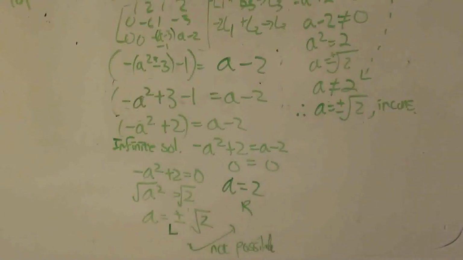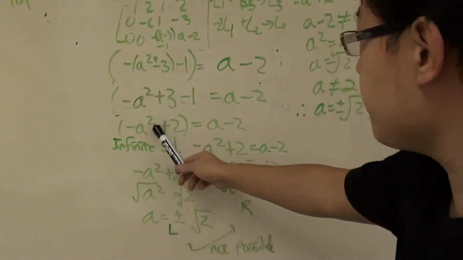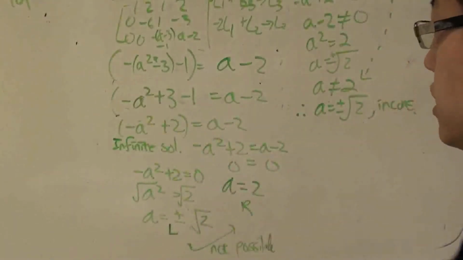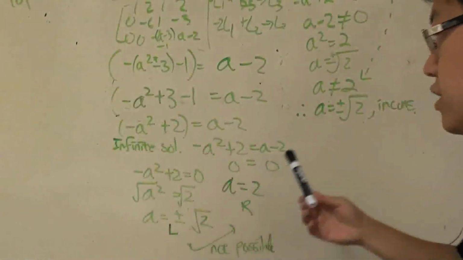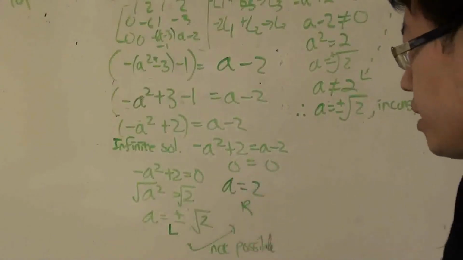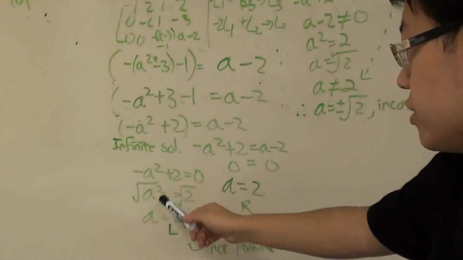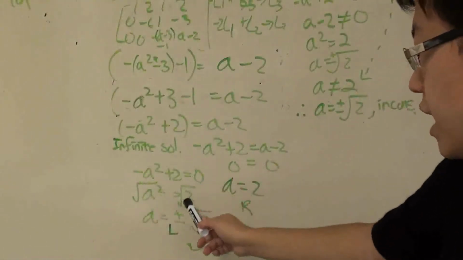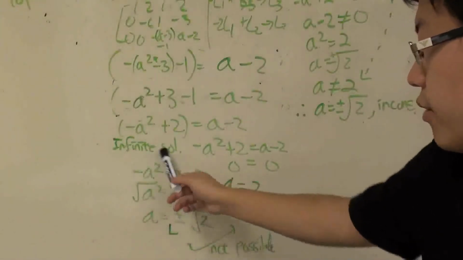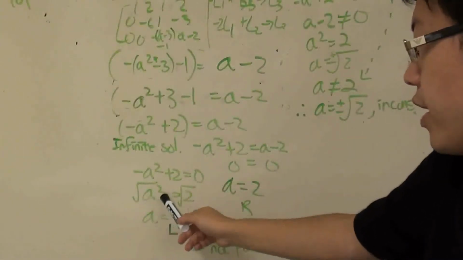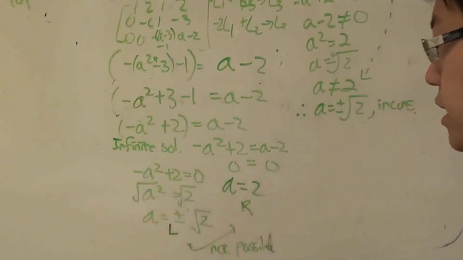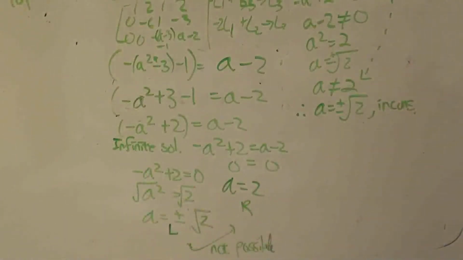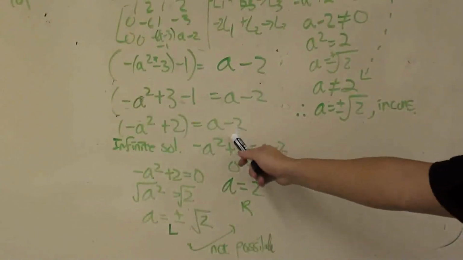So, let's talk about infinite solutions first. Like we did before, we want to make sure the left side is 0 and the right side is 0. So, negative a squared plus 2 has to equal 0. Let's make that happen somehow. Simple algebra: move the 2 to the other side and remove the sign. Then you have a squared equals 2, square root both sides. Then a is going to be plus or minus square root of 2. Okay, that's great.